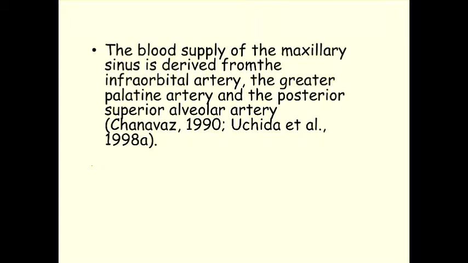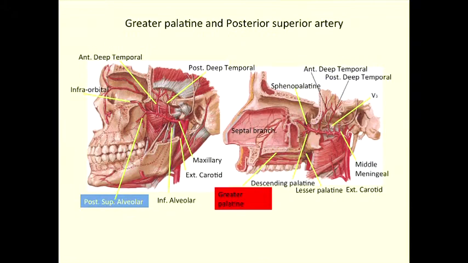The blood supply of the maxilla, that's the nice part of this whole talk. The blood supply of the maxilla is derived from the infraorbital artery, greater palatine, and posterior superior alveolar. These arteries are all outside the sinus. That's the good part about it. Infraorbital is right here, okay? Greater palatine is back, you'll see it in a second, and posterior superior at the back of the maxilla, okay?